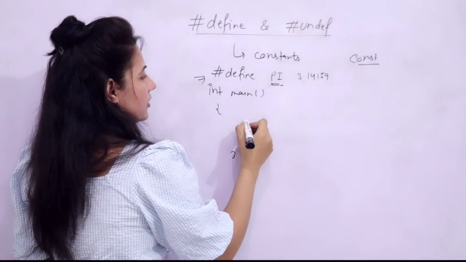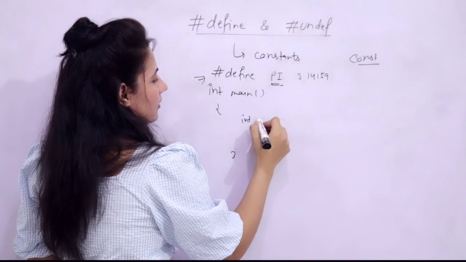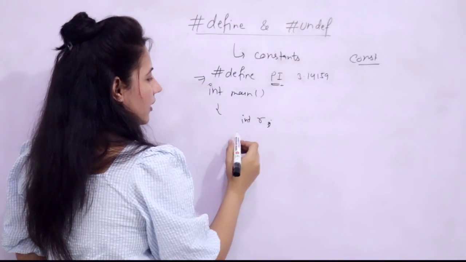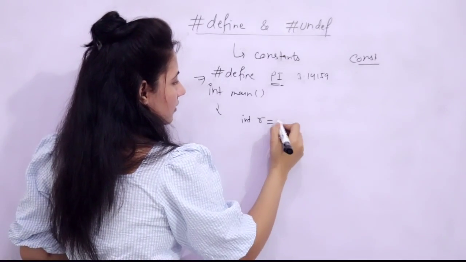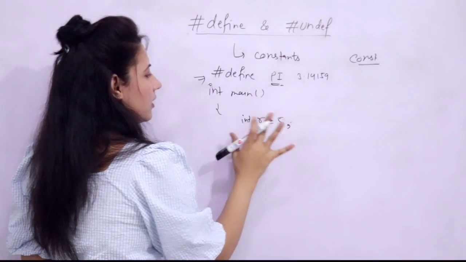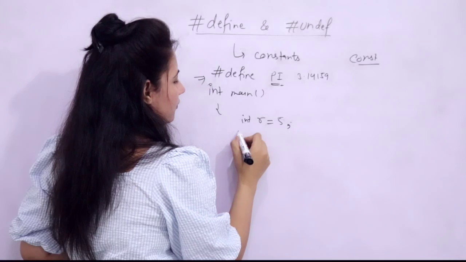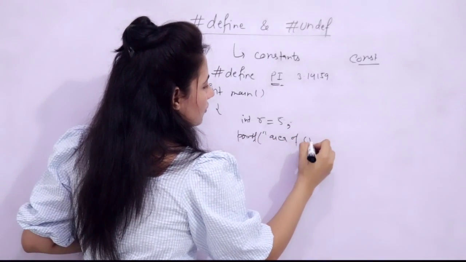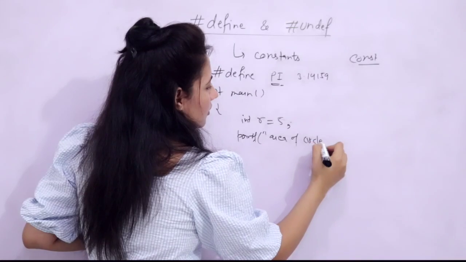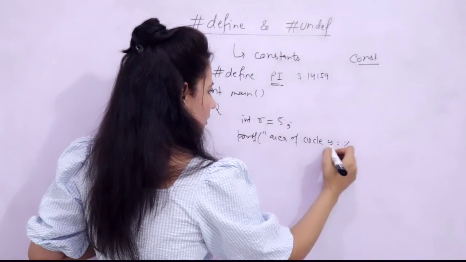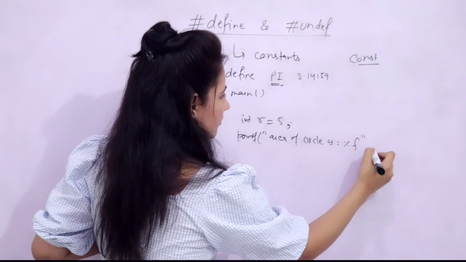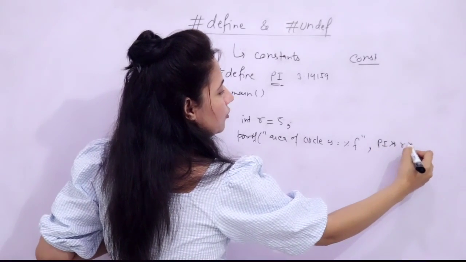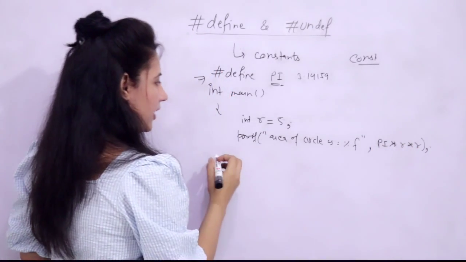Now how can you use this? Suppose we write int radius, and we are going to calculate the area of a circle. Suppose I take, at compile time only, int r = 5, and in printf I write "area of circle is" with %f and PI * r * r, pi r square. This is the formula, I guess, right?